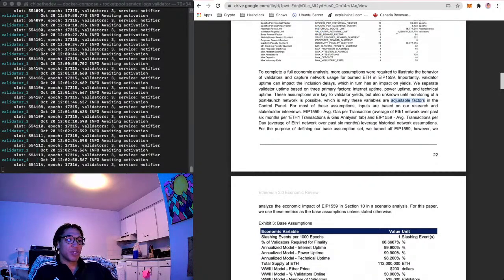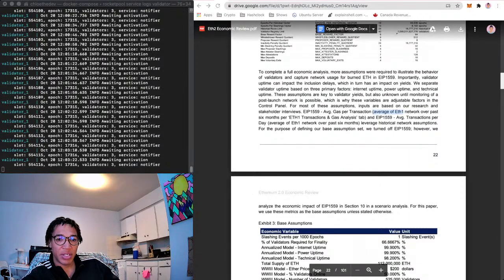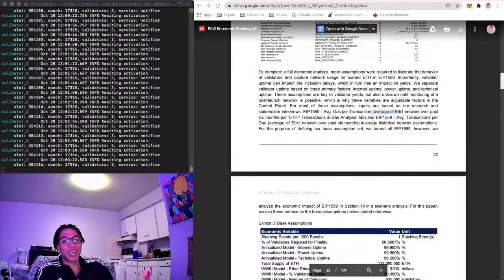For most of these assumptions, inputs are based on our research and stakeholder interviews. EIP 1559 average gas per transaction, average of ETH1 network over the past 6 months per ETH1 transactions, and gas analysis tab. Oh, I didn't change my microphone back. One second. I wonder how this is all sounding. Now it should sound a little bit different, a little bit more centered. Hopefully it's better. But now it's good. I can test the different mic settings. So what, 21 minutes in. Cool. Average of ETH1 network over past 6 months per ETH1 transactions and gas analysis tab. Okay, yeah.